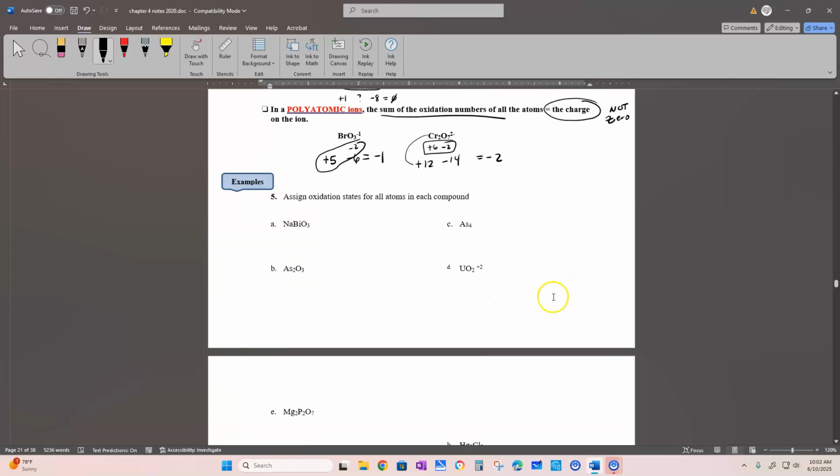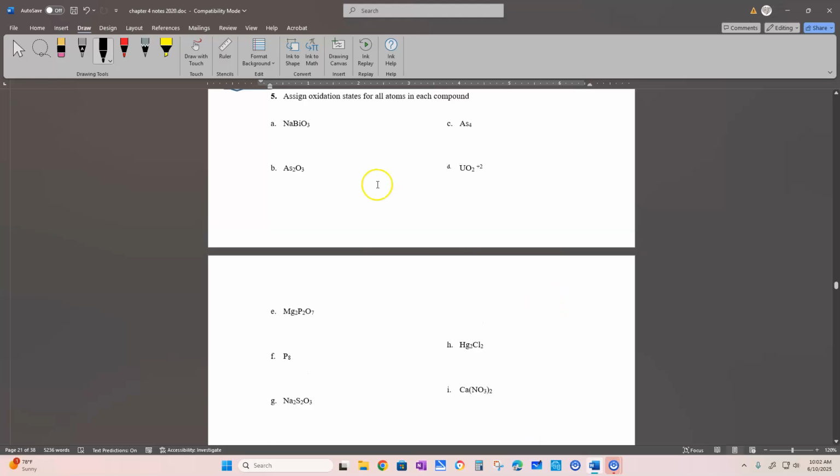So let's do some example ones right here. You're going to test out your knowledge, okay? See what you can do. Let's do the first one together just to make sure we got this. Sodium +1. Don't know bismuth. Oxygen -2. 2 times 3, -6. So +1 something -6, and I don't see a charge on paper, so it has to equal 0. So that means that bismuth has to be +5.